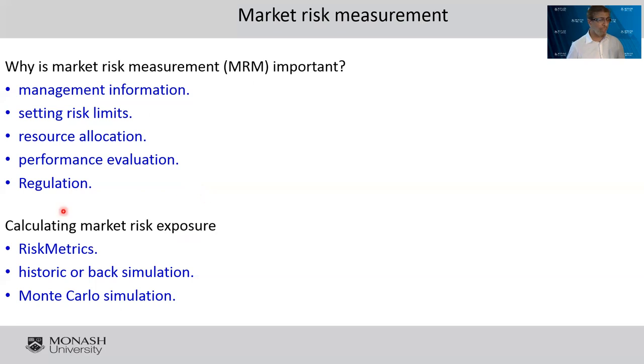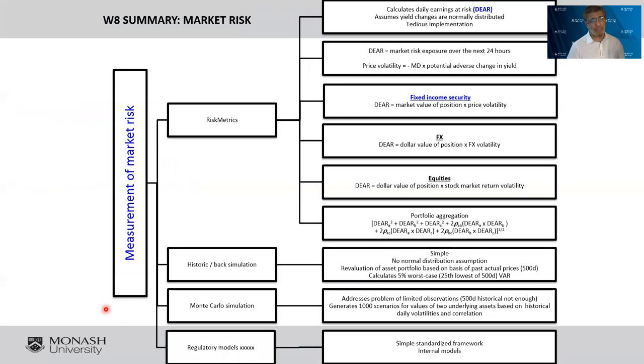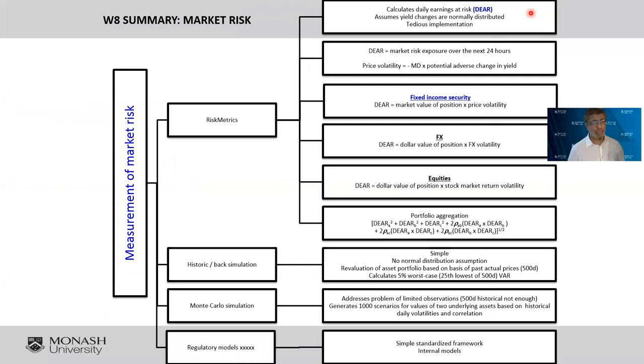Now, in terms of the exposure, we have the risk matrix, historic or back simulation. These are the three methods which we'll talk about. And maybe this map will give us enough information about what we are talking about. So actually, we developed something called the DEAR. And this DEAR is the daily earning at risk, and it assumes yield changes are normally distributed.